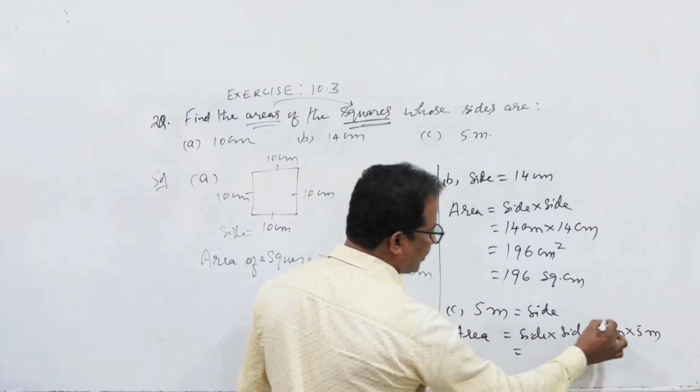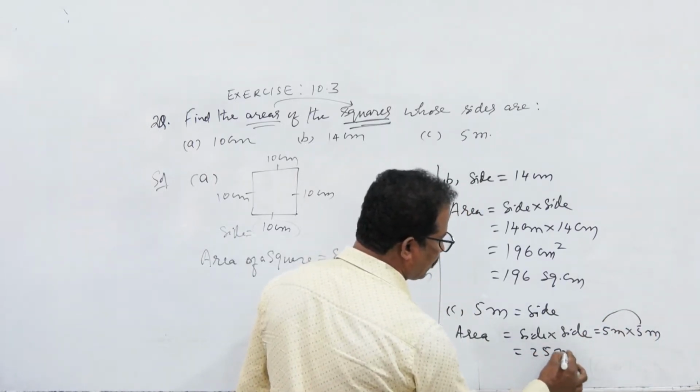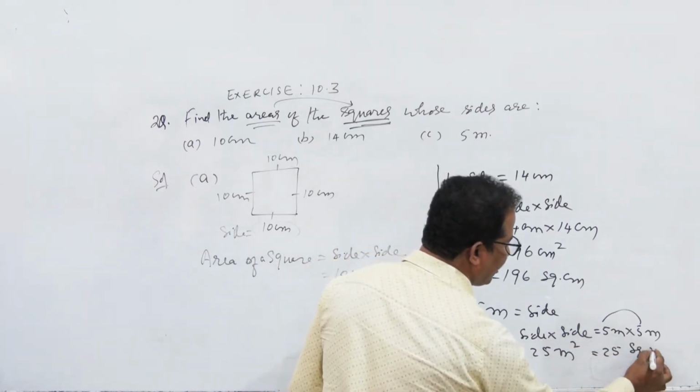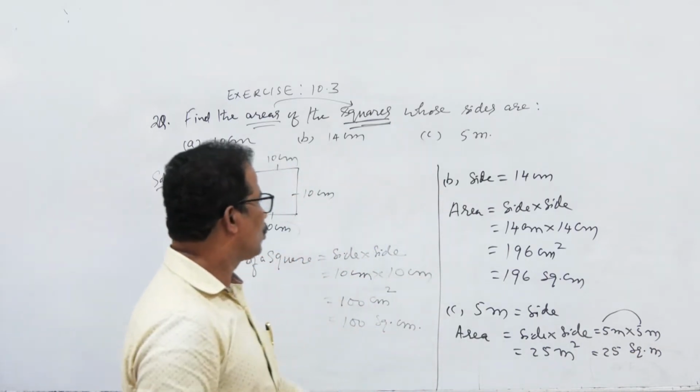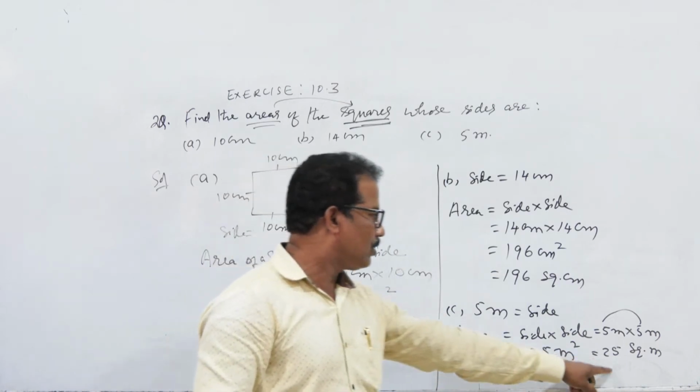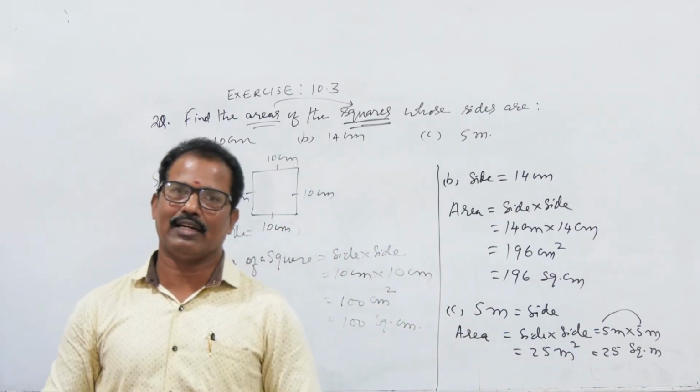And we know that 5 5s are how much? 25. Meter into meter, meter square. For this we can write 25 square meter in short form. So the area of this question C is how much? Area of the square is how much? 25 square meter. Understand? Good.